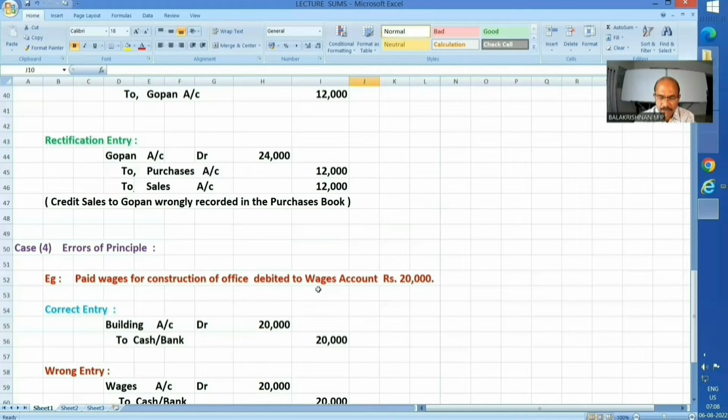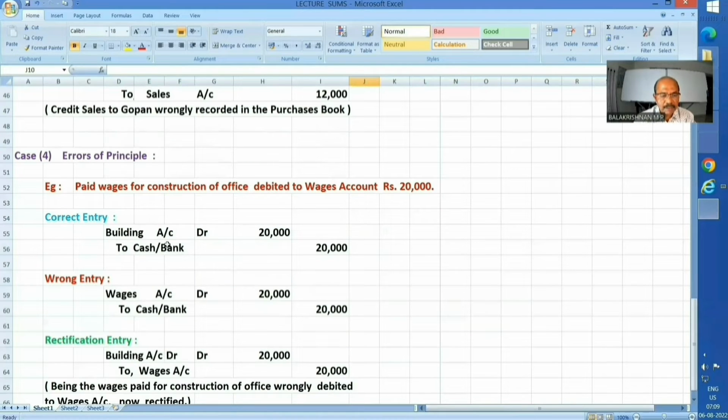Wages means wages incurred towards trading, or for manufacturing purpose, for the items to be sold or to be manufactured. For selling purpose. Right. Whereas here, you are acquiring an asset, you are constructing an asset. So any expenditure related to that has to be debited to the asset account itself. So the correct entry will be, it's an office, means office building. So building account debtor to cash or bank. We do not know, so for example purpose, I'm showing it may be by cash or by bank. Building account debtor to cash or bank, 20,000.